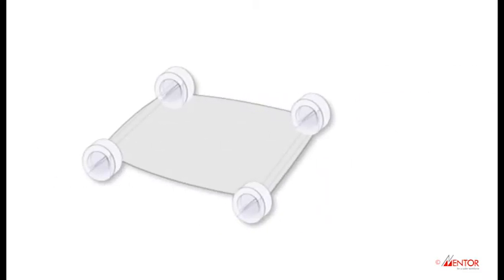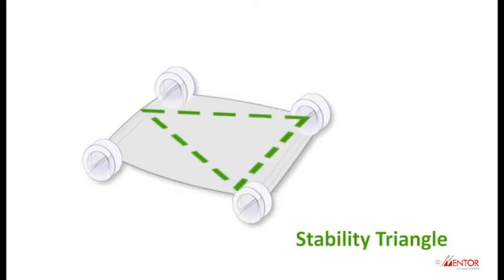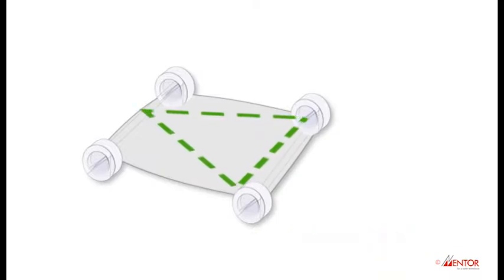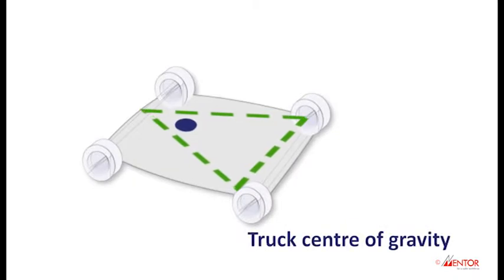Now let's work through the basics of what could make a forklift unstable. To do this, we need to understand what is generally termed the stability triangle. The stability triangle is a line drawn between the two front wheels and the rear axle. When the lift truck is not carrying a load, the centre of gravity is to the rear of the lift truck, as shown in this example.